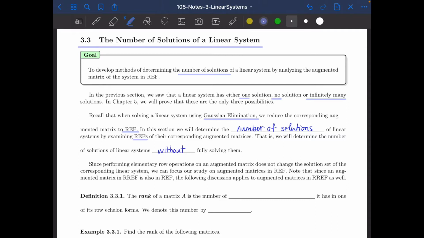Now, since performing elementary row operations on an augmented matrix does not change the solution set of the corresponding linear system, we can focus our study on augmented matrices in REF. Note that since an augmented matrix in our REF is also in REF, the following discussion applies to augmented matrices in our REF as well.